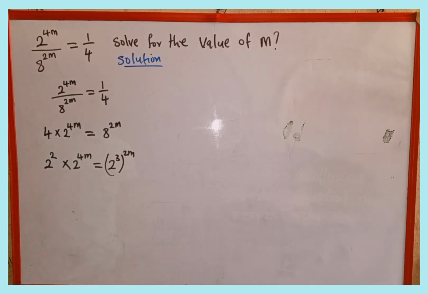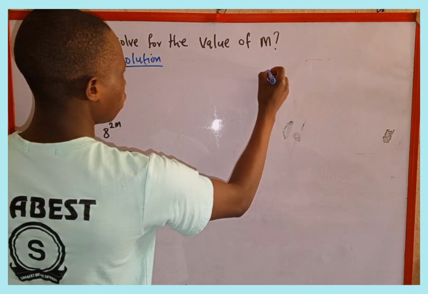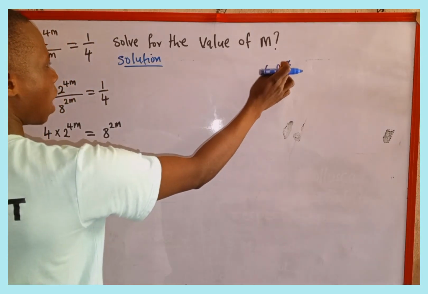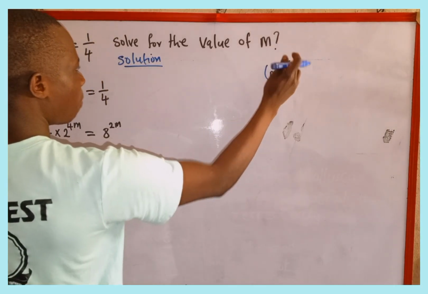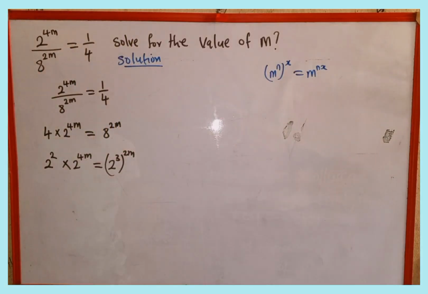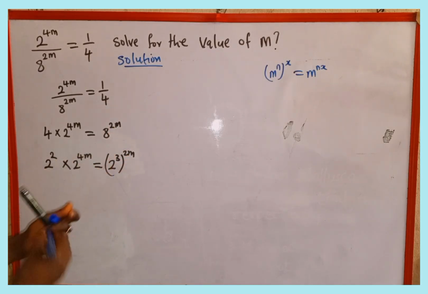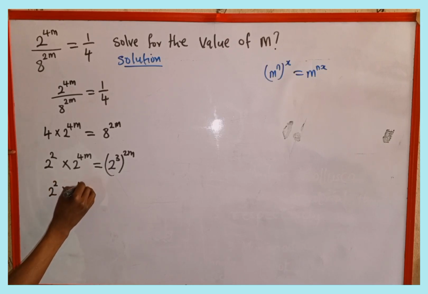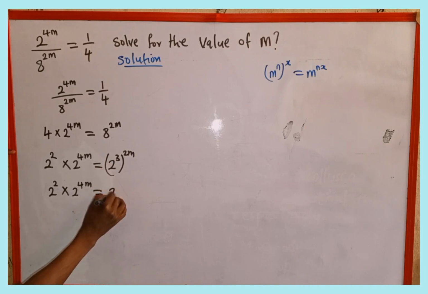Now recall the power rule of the law of indices. If you have m to the power of n, all to the power of x, where m is raised to a power of n and all is raised to another power, we are free to multiply the two powers together. It's going to give us m to the power of nx. In this case, we have 2 to the power of 3 and all is raised to the power of another number, so we can multiply the two powers together. We're going to have 2 to the power of 2 multiplied by 2 to the power of 4m, which is equal to 2 to the power of 3 multiplied by 2m, which gives us 6m.